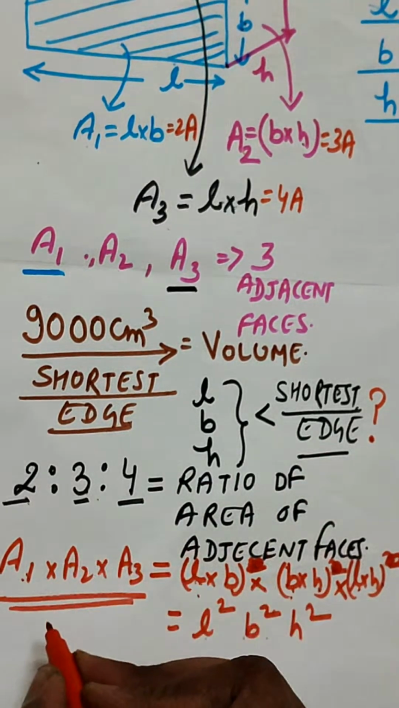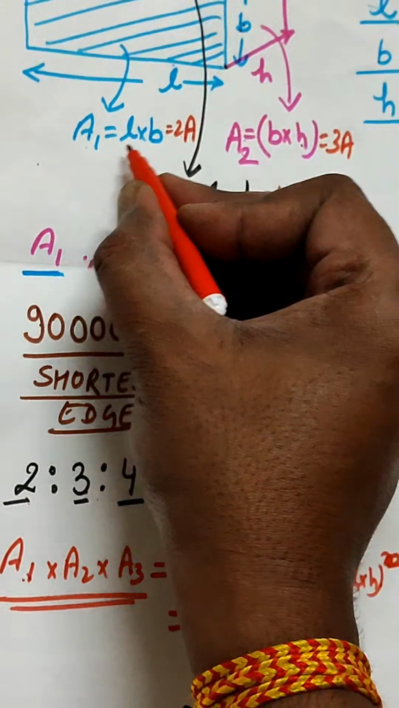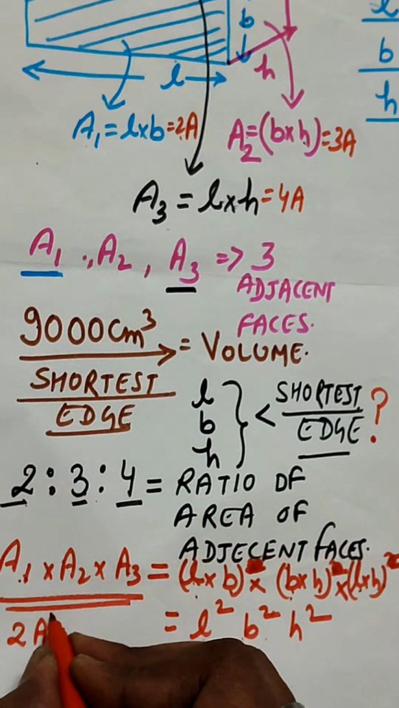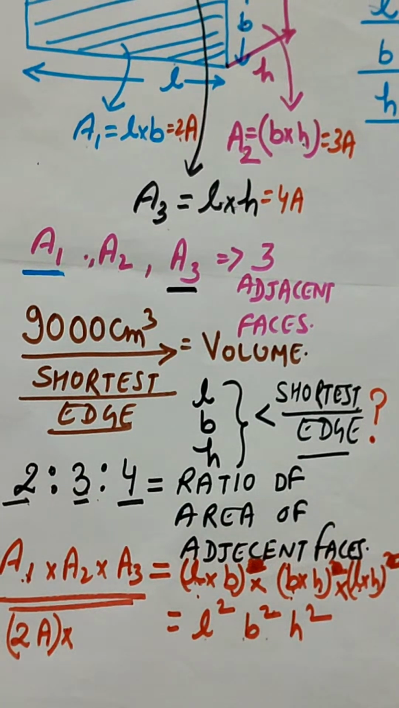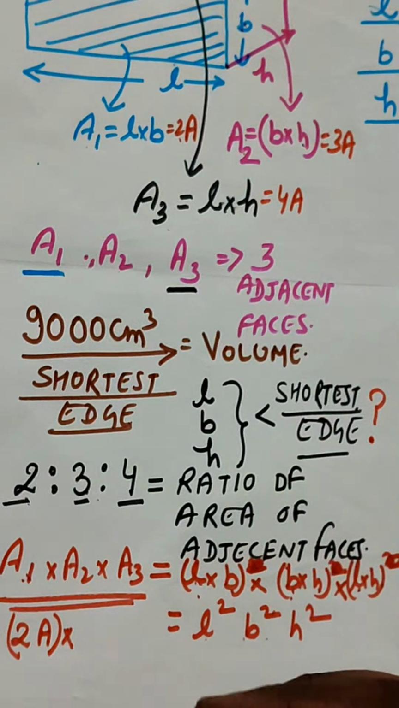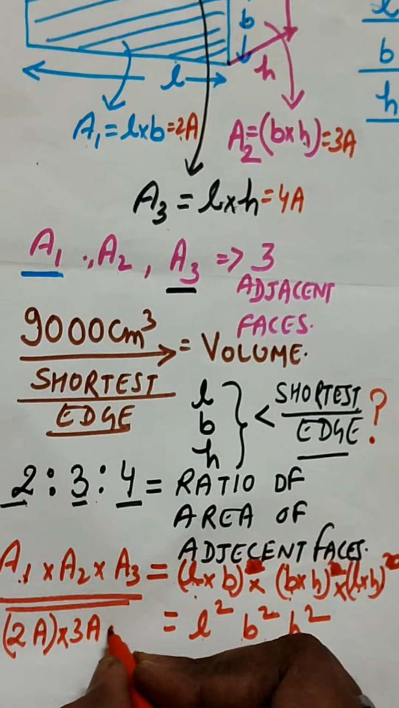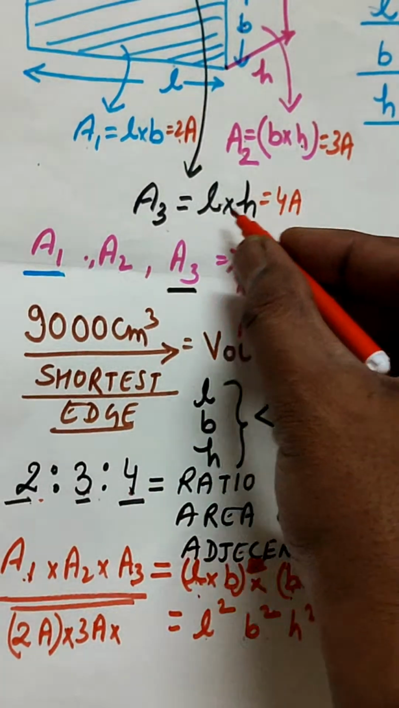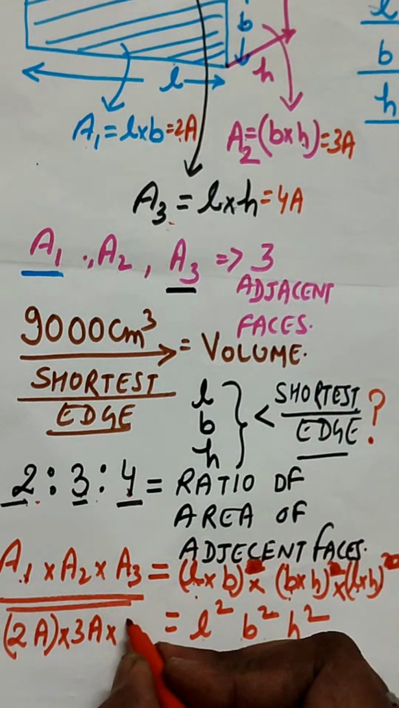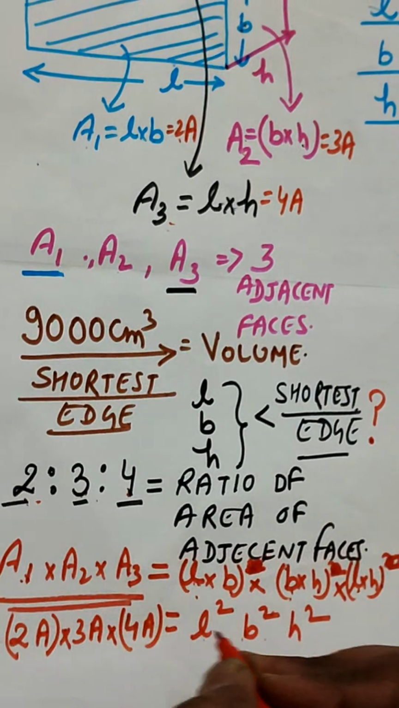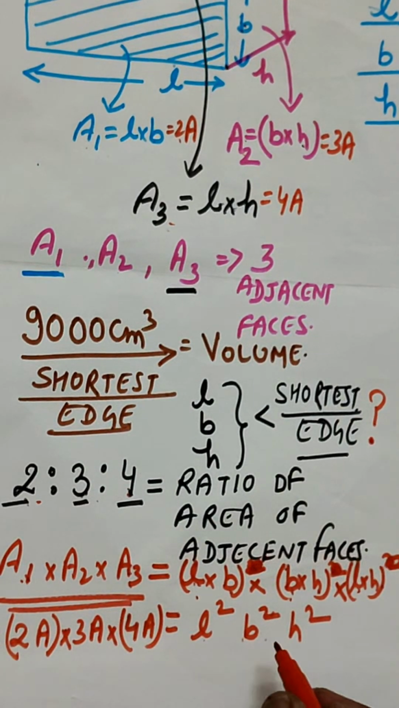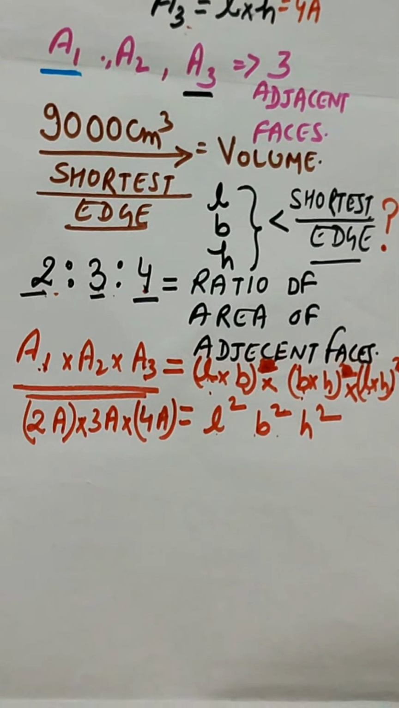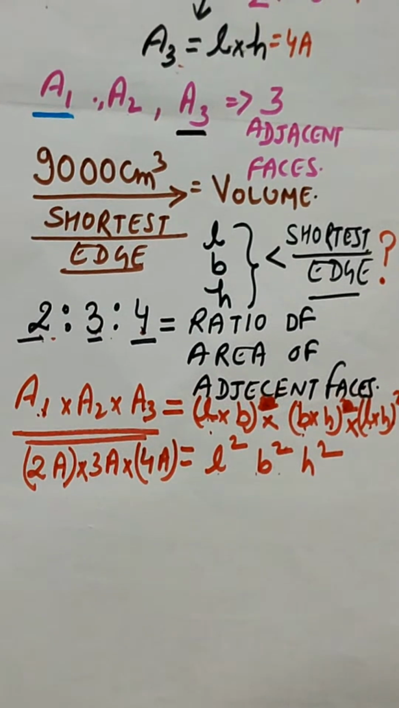Now when we put 2A in place of A1, it will be 2 into A in place of A1, multiplied with A2. What is the value of A2? 3A. Just put it, multiplied with A3. A3 will be, you can see, 2 is to 3 is to 4, so A3 is 4A, right? So multiplied with 4A, this is equal to L square into B square into H square, right?